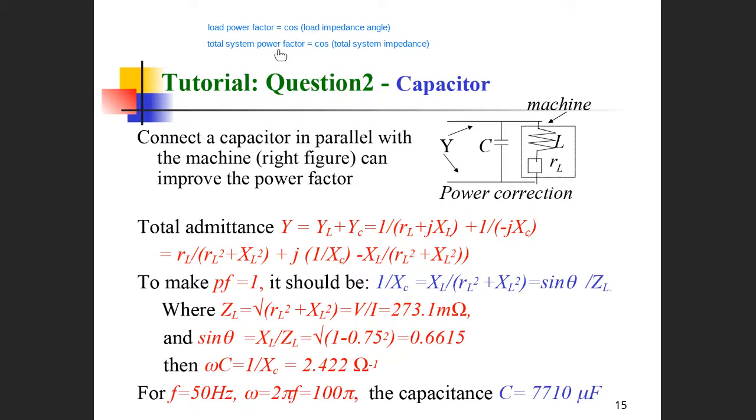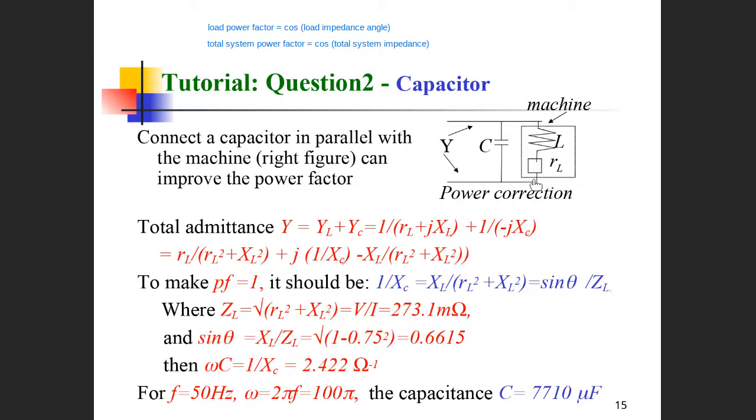However, this makes the current on the distribution line a little bit larger than the required current. So to make the current on the distribution line smaller, we have to make the system's power factor close to 1. So how do we do that? Generally we connect a capacitor in parallel with the machine, and this can improve the power factor.